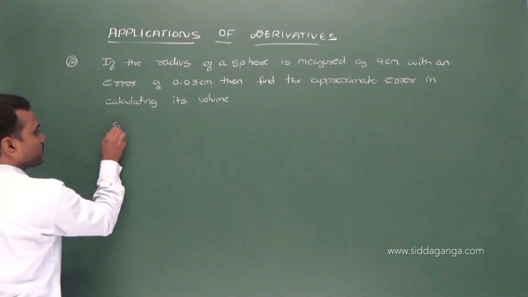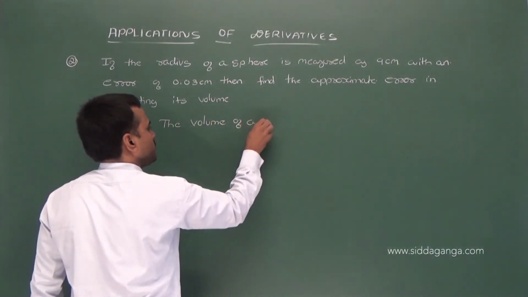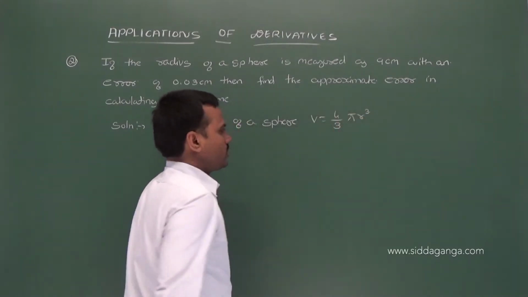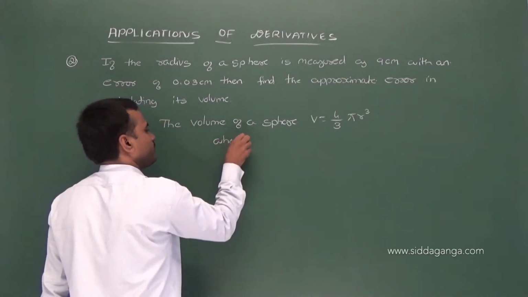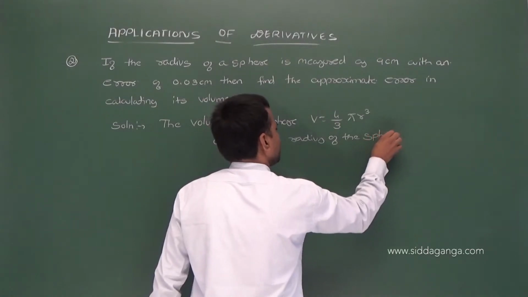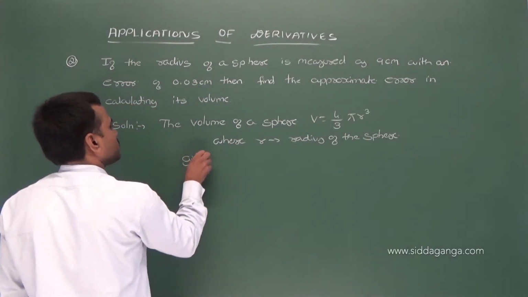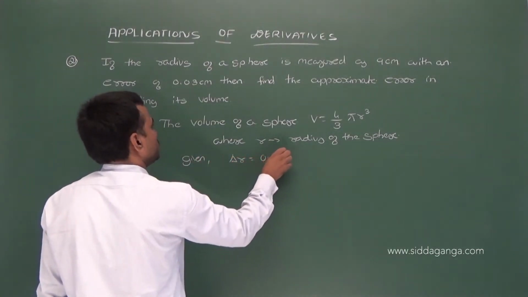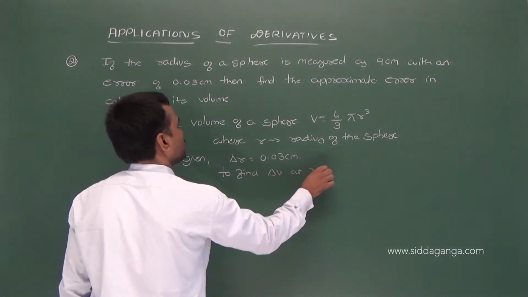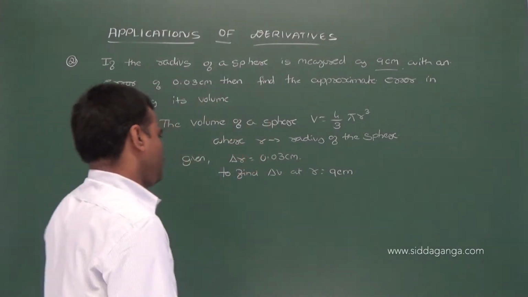Solution. The volume of a sphere V is equal to 4 by 3 pi r cube, where r represents the radius of the sphere. What he has given? Delta R is equal to 0.03 centimeter. To find delta V at R is equal to 9 centimeter. Correct?